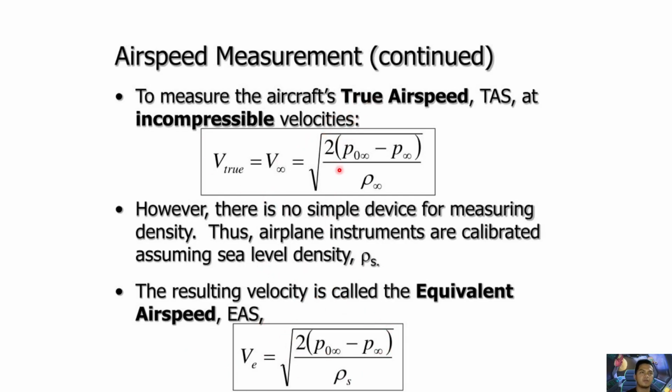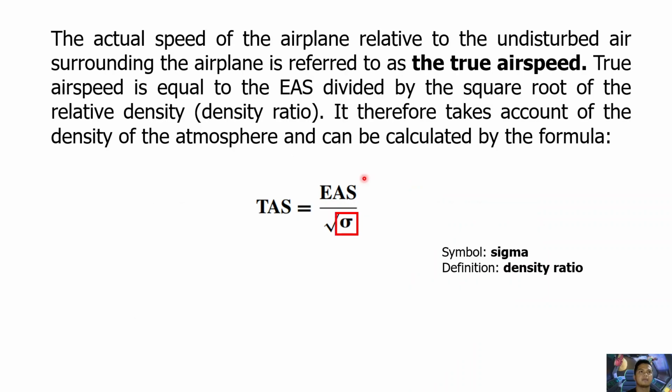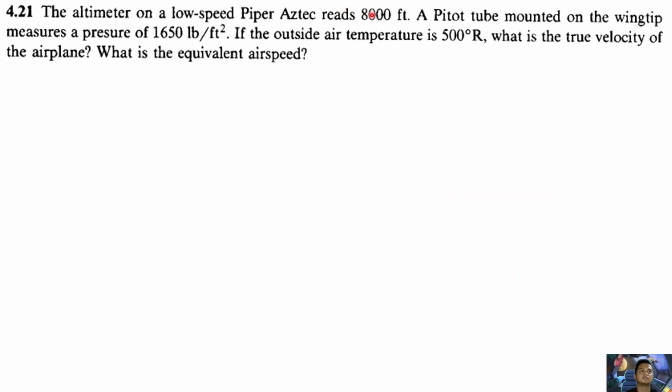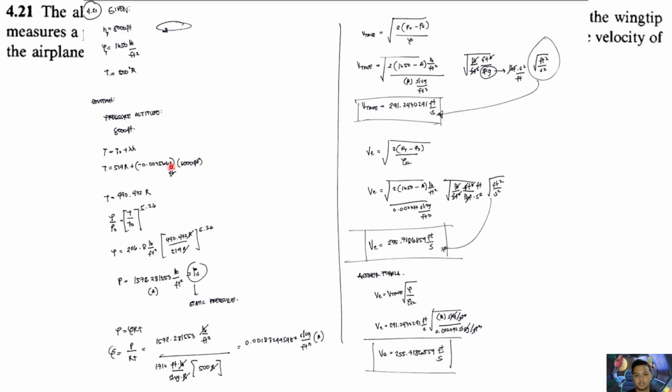So dito sa equation na to get the V true, kailangan natin ng delta P or difference in pressure and density. Sa given, wala tayong density. So kailangan muna natin kunin. First step is the gradient layer equations. Okay, we have T is equal to T sub O plus lapse rate times the height. We have 519 plus negative 0.003566 Rankine per feet times 8,000 feet.